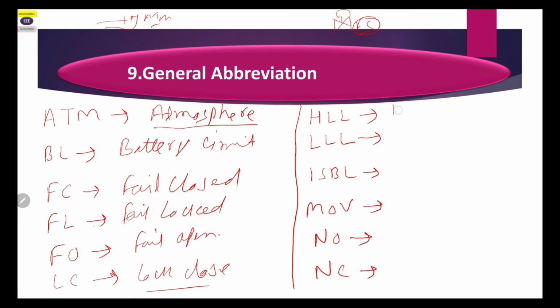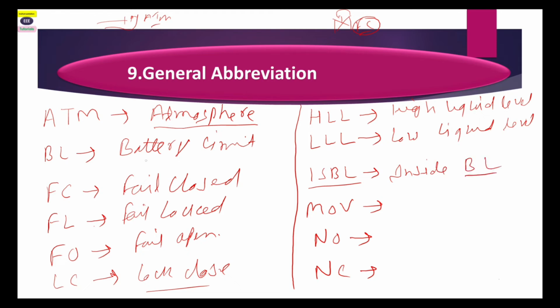HLL simply means high liquid level. It is actually written on the LT, the level transmitter. Low liquid level is also written on the level transmitter. ISBL is inside battery limit.